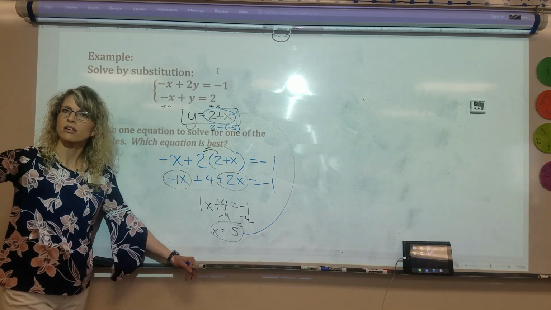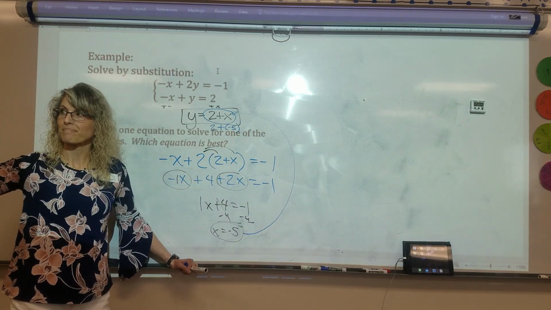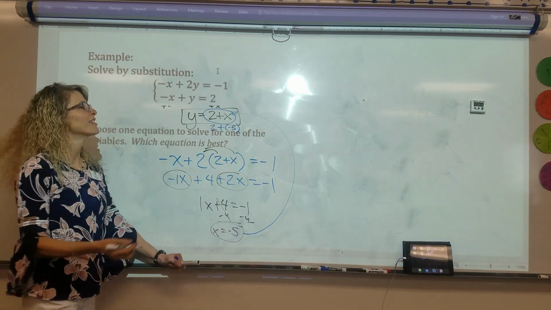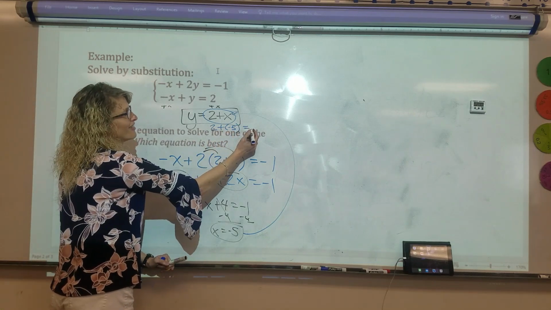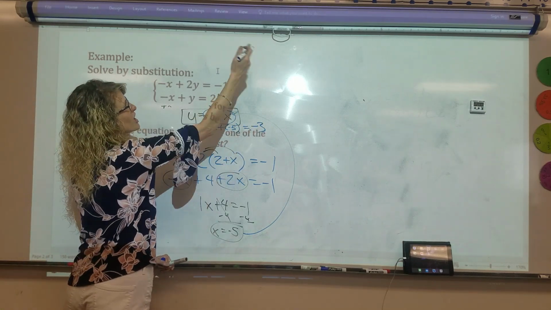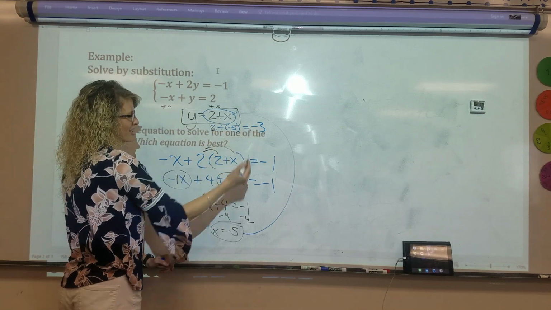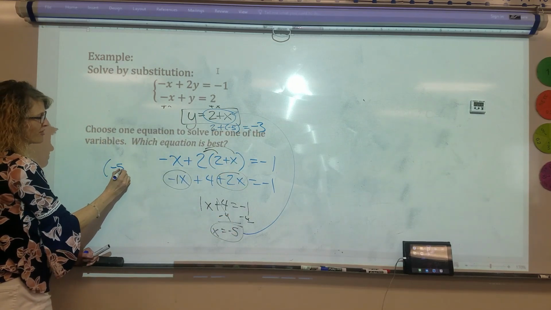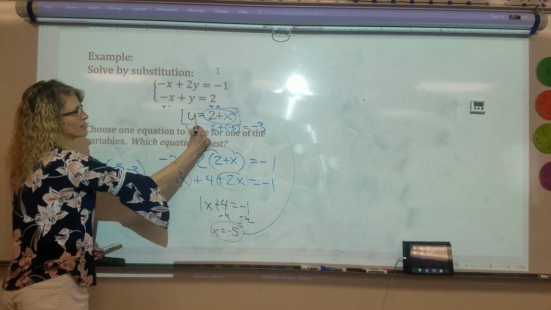2 plus negative 5. Think. Get ready? Negative 3. Negative 3, right? I'm starting at 2, and then I have to back up 5, so negative 3. So I can write it as an ordered pair, negative 5, negative 3.